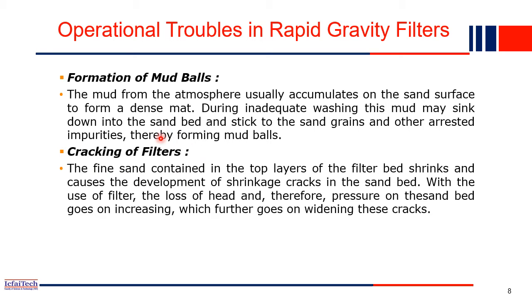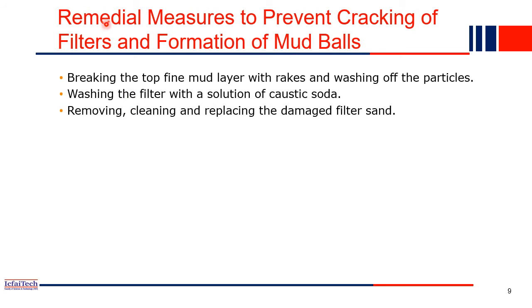These three are the primary problems you will find on a rapid sand filter, and you have to take care of the filter appropriately. What is the solution for that? Basically we have to clean the filter medium very frequently. The remedial measures to prevent cracking of the filter medium and formation of mud balls are breaking the top fine mud layer with rakes and washing off the particles. We have to wash the filter medium very frequently, and we can also wash the filter with a solution of caustic soda, and remove, clean and replace the damaged filter.